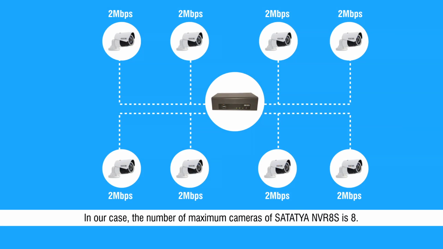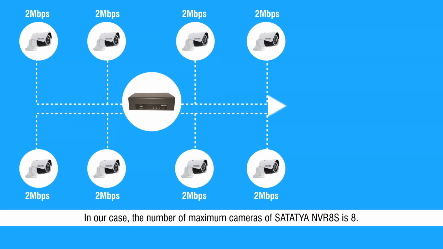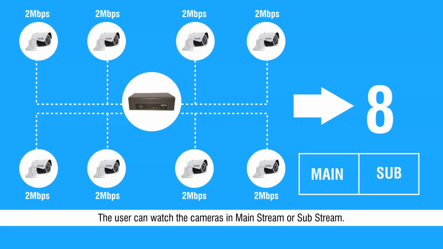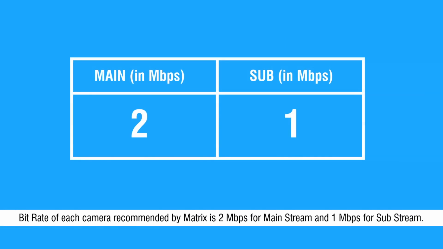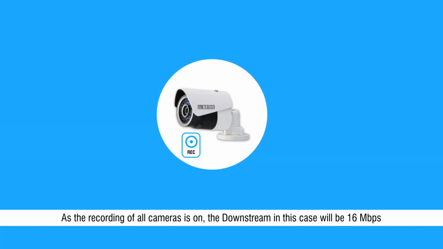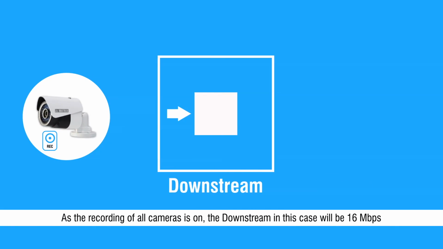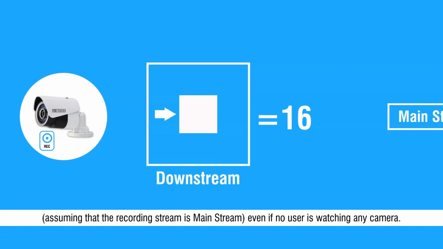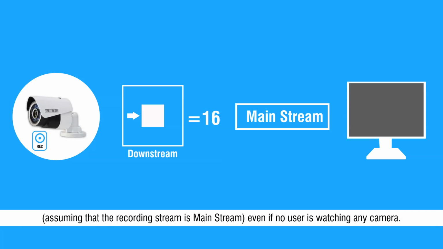In our case, the number of maximum cameras of SATATYA NVR8S is 8. The user can watch the cameras in mainstream or substream. Bitrate of each camera recommended by Matrix is 2 Mbps for mainstream and 1 Mbps for substream. Considering the user watches all cameras in mainstream, downstream is 8 into 2, that is 16 Mbps. As the recording of all cameras is on, the downstream in this case will be 16 Mbps, assuming that the recording stream is mainstream, even if no user is watching any camera.